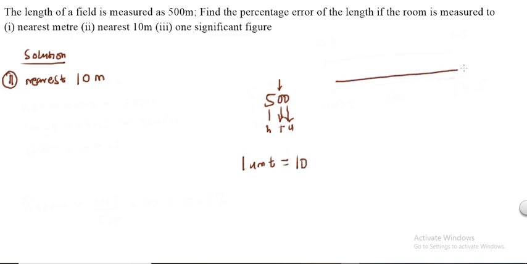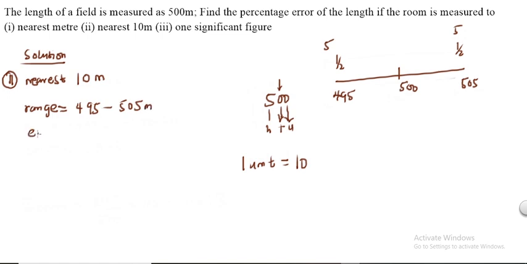So if we spread 10 across my number line, half of it here and half of it here, half of 10 here is 5, half of 10 here is 5. So if I were to add 5 to 500, I have 505. If I were to subtract 5 from 500, I have 495. So my range of values, if I were to measure to the nearest 10, should be around 495 to 505 meters. And then my error is equal to plus minus 5.